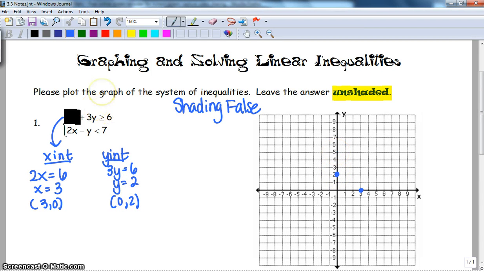And then notice it is a greater than or equal to, so that is a solid line. And hopefully you do a better job than I did. That was a little not straight.